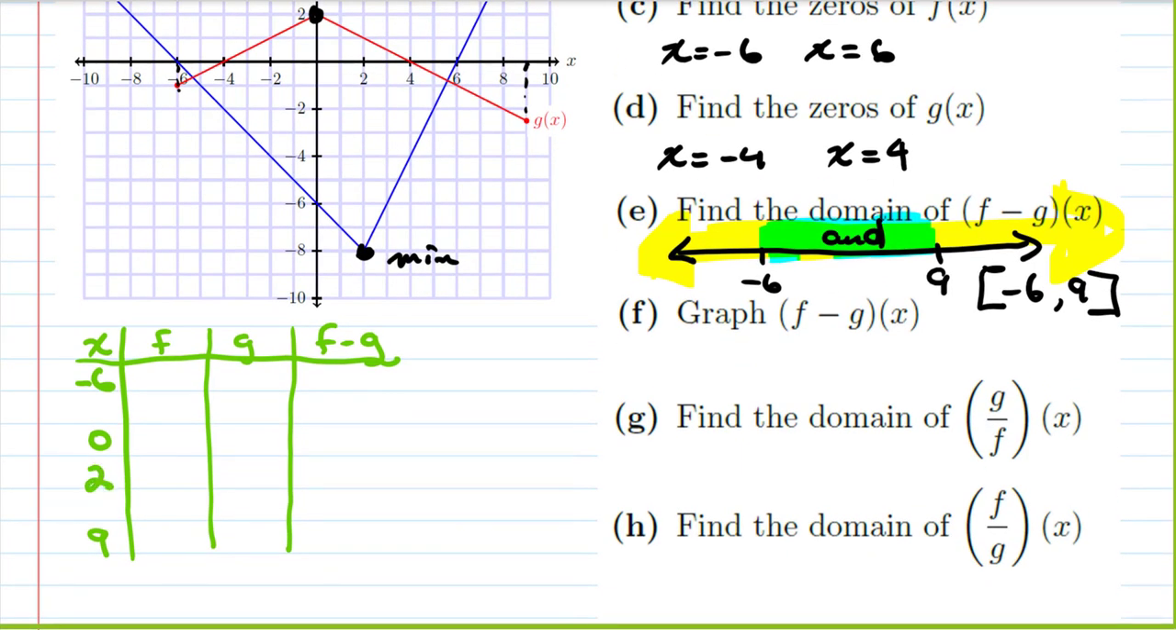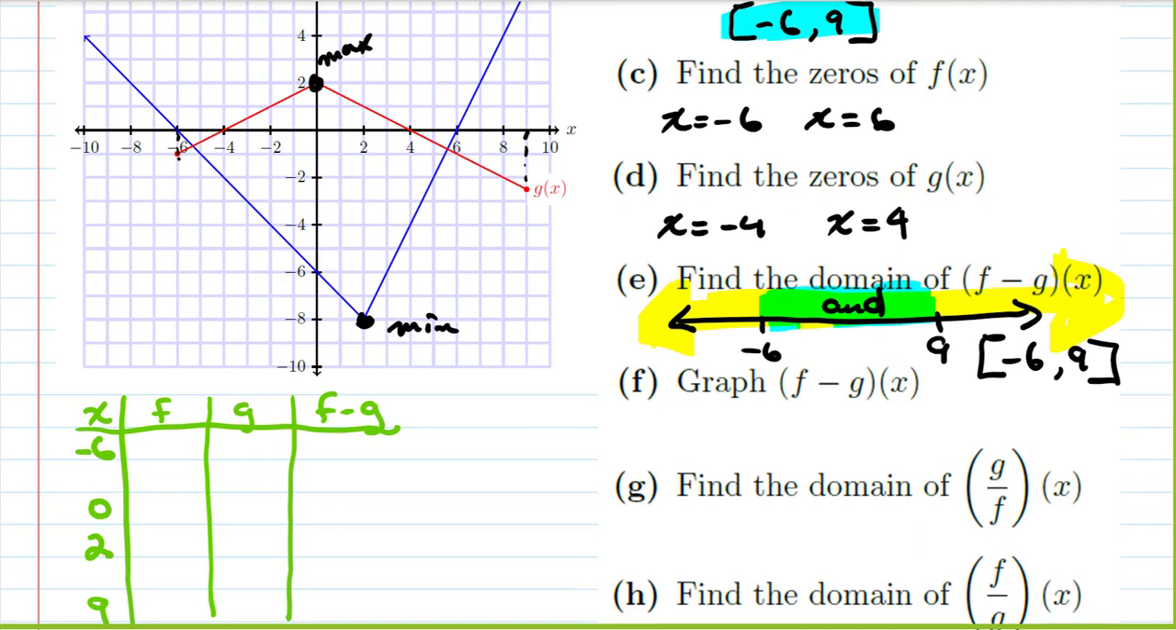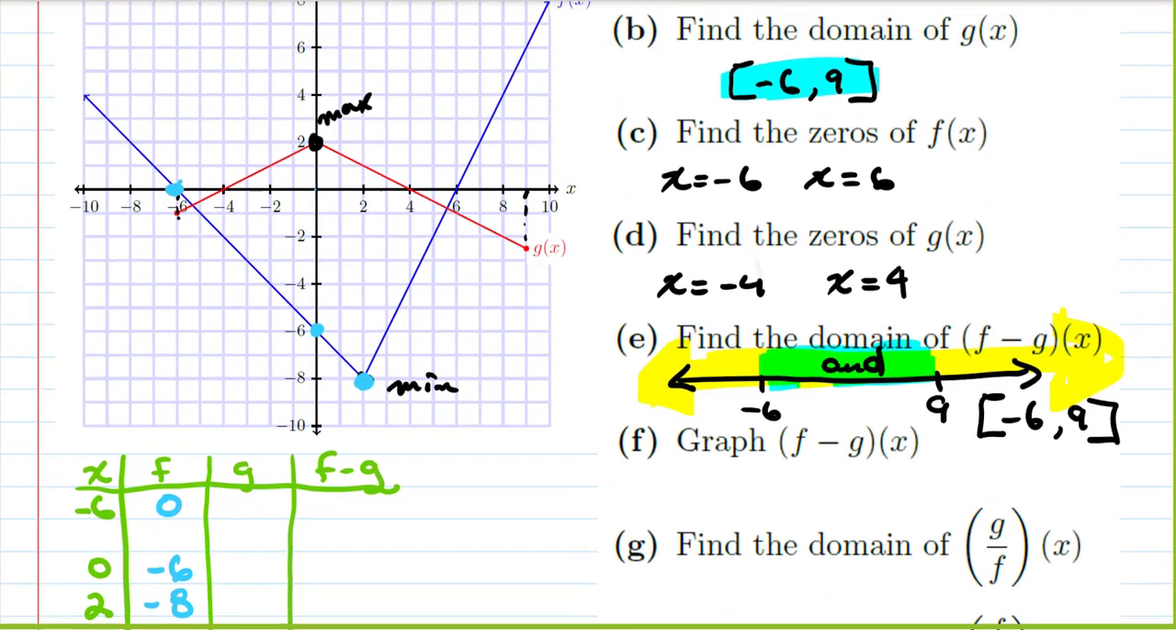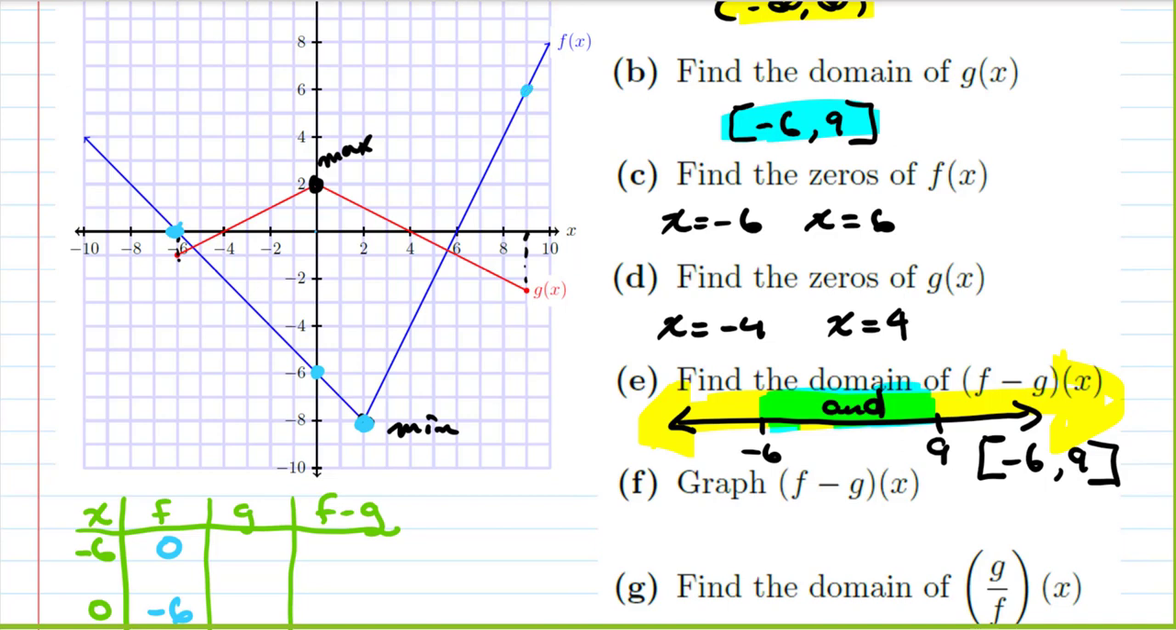So let's look at each of these graphs and fill in what we know. Our blue graph is f. So what is f of -6? Well, we go to our graph, that's right here. What's our corresponding y value for f of -6? Well, that's 0. Then we go to 0, and what is my corresponding y value for f? Well, that's -6. And then we go to 2, and we get our corresponding y value is -8. And then finally, out at 9, we go up to our graph, and we get our corresponding y value is going to be 6.